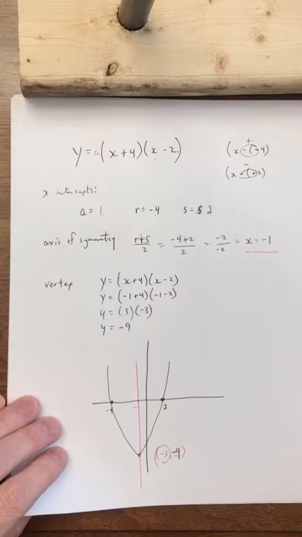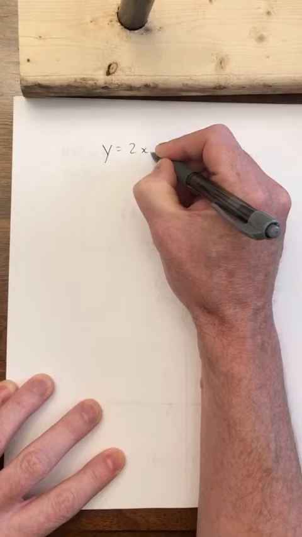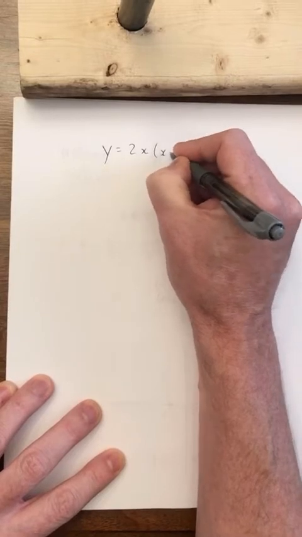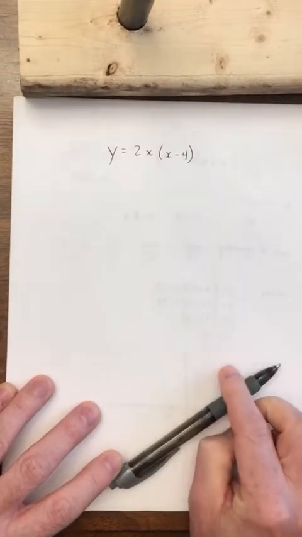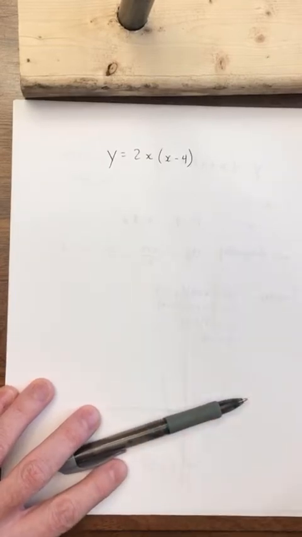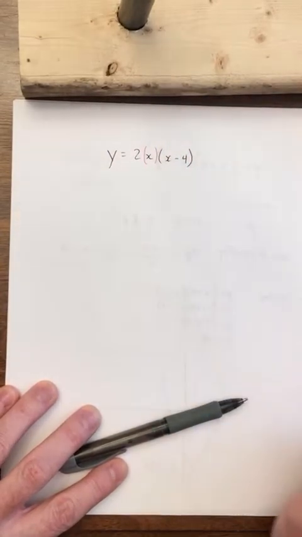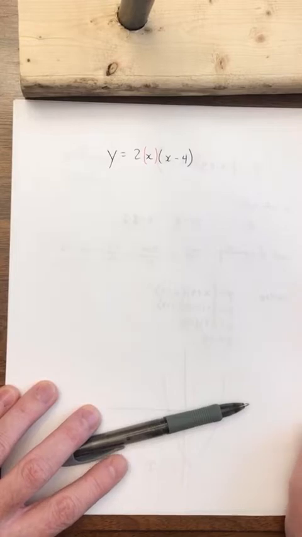So I'm going to whip through a couple more examples here. Just different ways that you might see this equation. But it's pretty much all the same thing. So y equals 2x times x minus 4. So this is in vertex form as well. What I would do here is I would add my brackets back in. In this case, brackets have been left out. That's fine, but it would look like this.